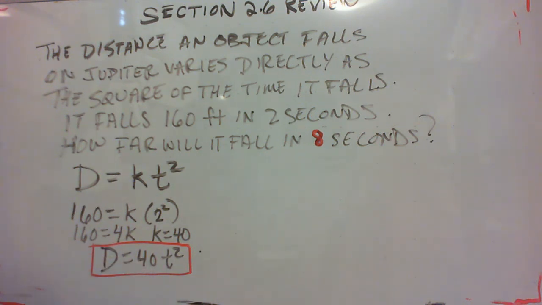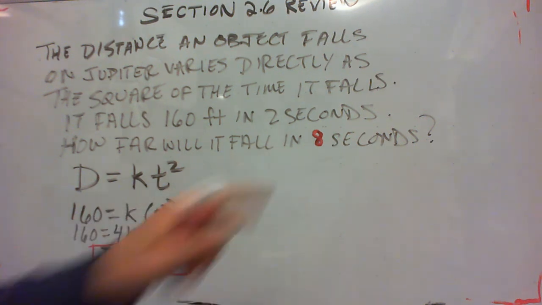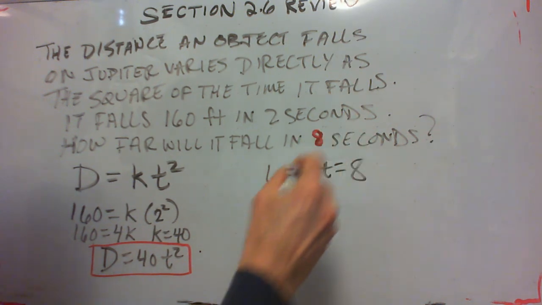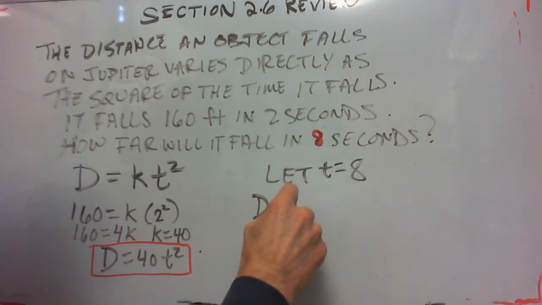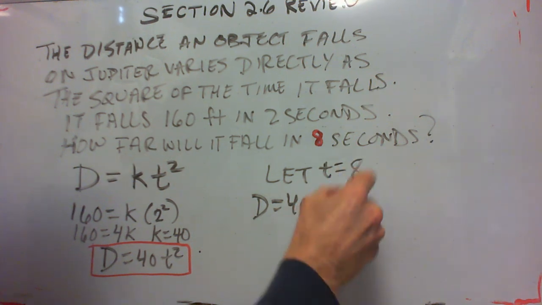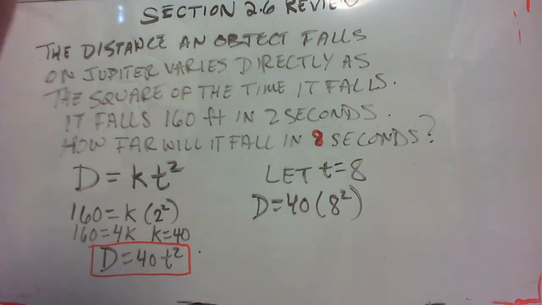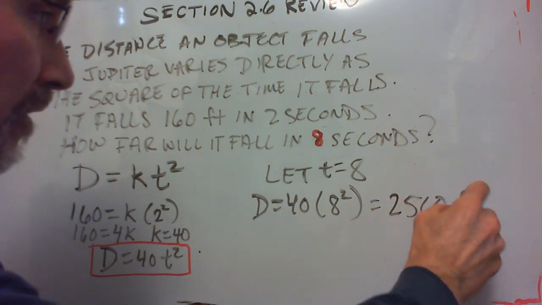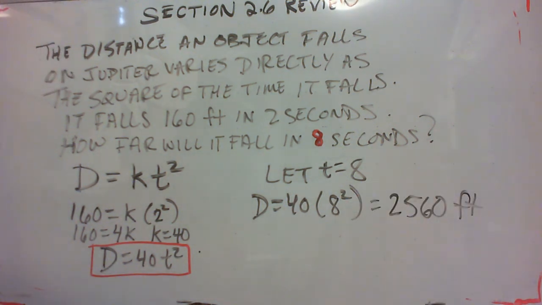It's quite a difference. Now, the second part, in 8 seconds, we just let t equal 8, and you get d equals 40 times 8 squared, which is 2560 feet. So in 8 seconds, you're going to fall 2560 feet, which is a long way. And that's compared with, I believe, 1,024 on the Earth. So more than twice as far you will fall in that time.